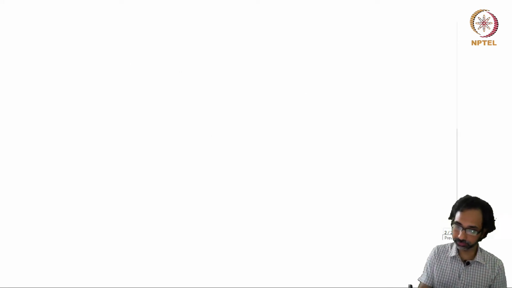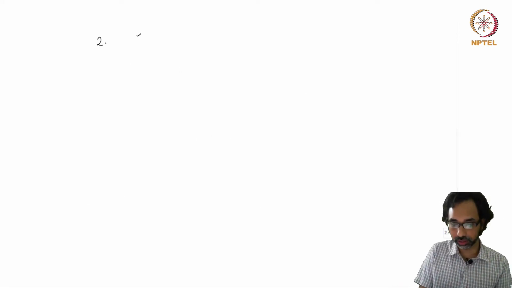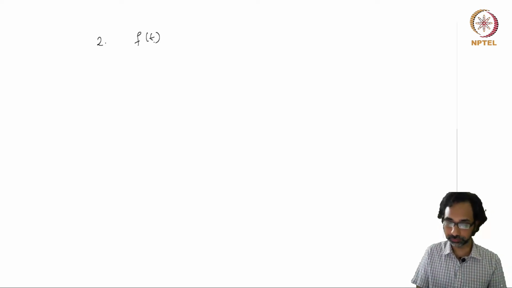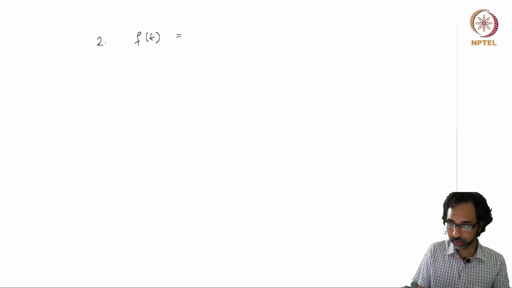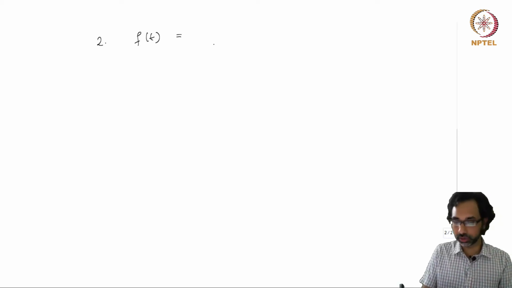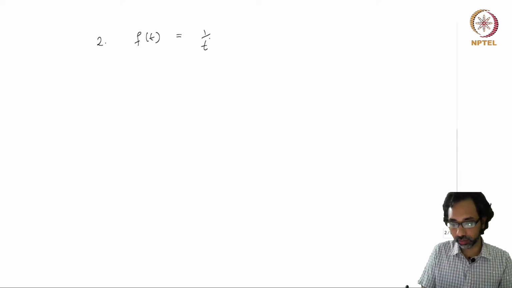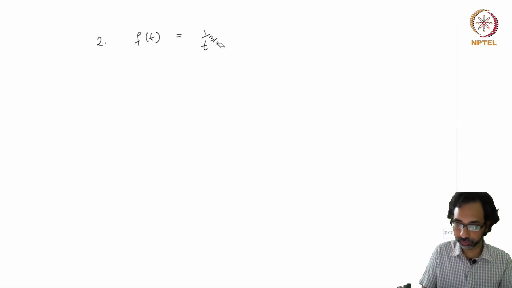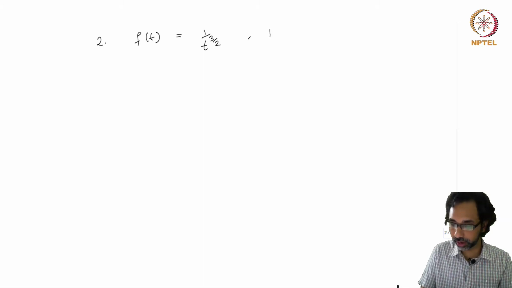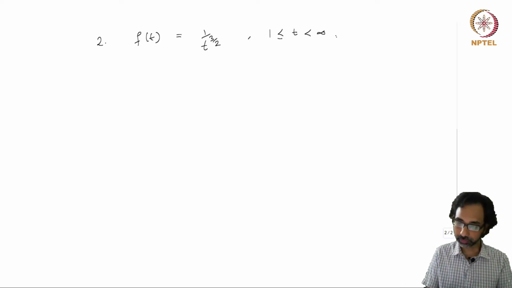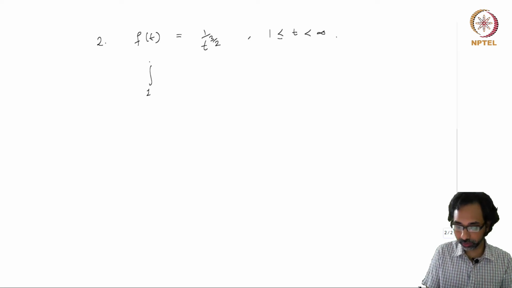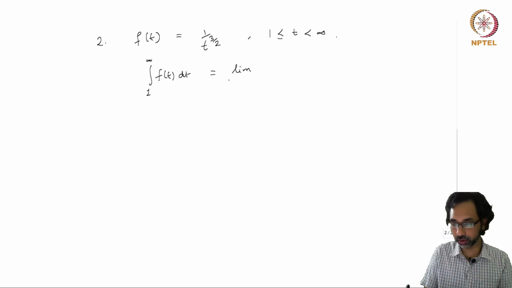A second example where the integral exists is the following: 1 over t to the power 3 by 2, defined in the domain 1 less than or equal to t less than infinity. Okay. Now let us see whether the integral from 1 to infinity of f(t) dt exists as an improper Riemann integral or not. So we write it in the same way, the integral from 1 to r of f(t) dt.